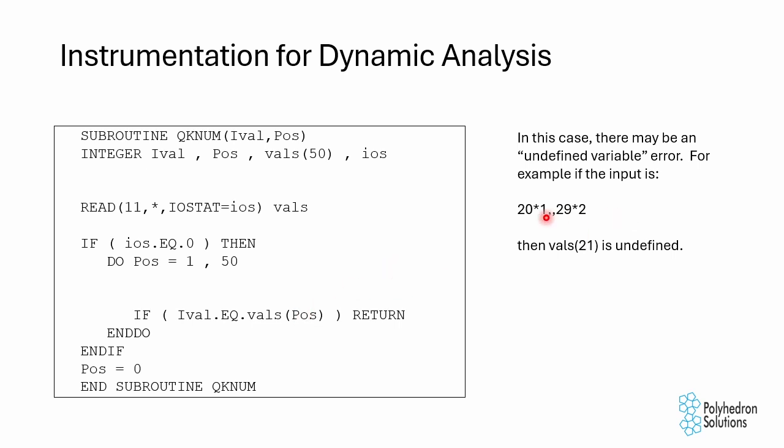Now then, if this is the data that's being read in, then you can see that the 21st value there is not specified. So you would get a use before set error when we get to the 21st iteration of this loop, but not before then.